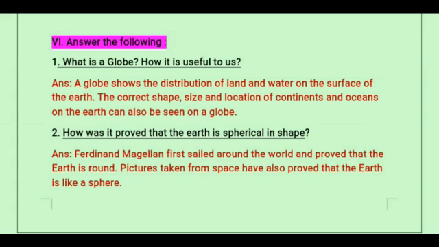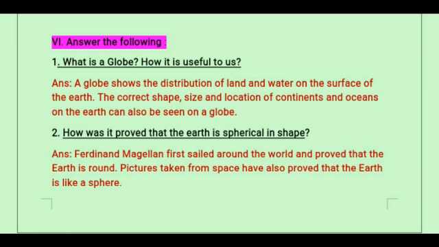Okay. So first one, what is a globe? How it is useful to us? A globe shows the distribution of land and water on the surface of the earth, and the correct size, shape, and the location of the continents and oceans on the earth can also be seen on a globe.